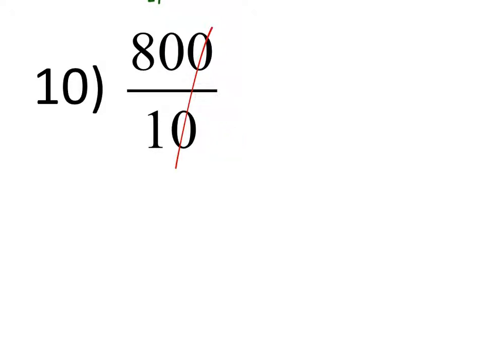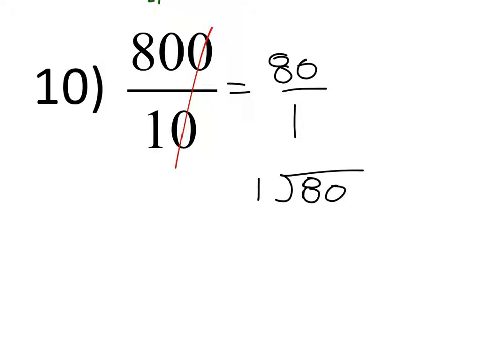See, what this does is it just makes this problem a little bit simpler, because I got 80 divided by 1. So let's look at the long division on that. 80 divided by 1. So 1 goes into 8 times. 8 times 1 is 8, so I subtract that out. I get 0, drop this 0. 1 goes into 0 times. So the answer is just 80.